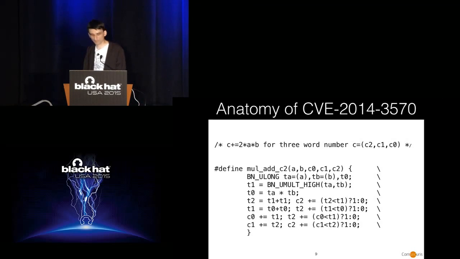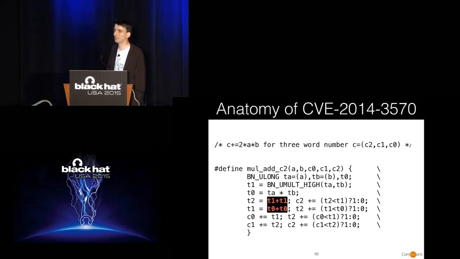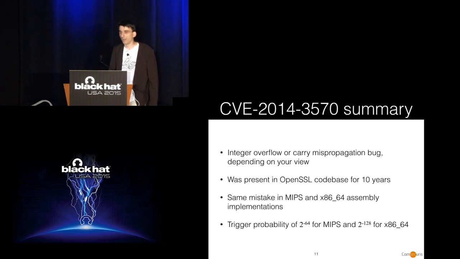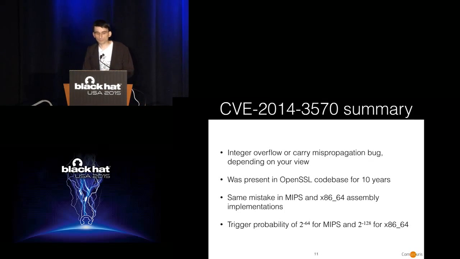Now, maybe you can tell me where the bug is. The bug is here. When they do the carry propagation, they do it in the wrong way, and they drop the carry here. You could also say that you have an integer overflow here. They have this temporary variable that they double, but they ignore that the temporary variable might be larger than 2 to the n minus 1. This is a very subtle bug that was present in the OpenSSL code base for 10 years. And it's the same mistake that was made in both the MIPS and the x86-64 assembly implementations.